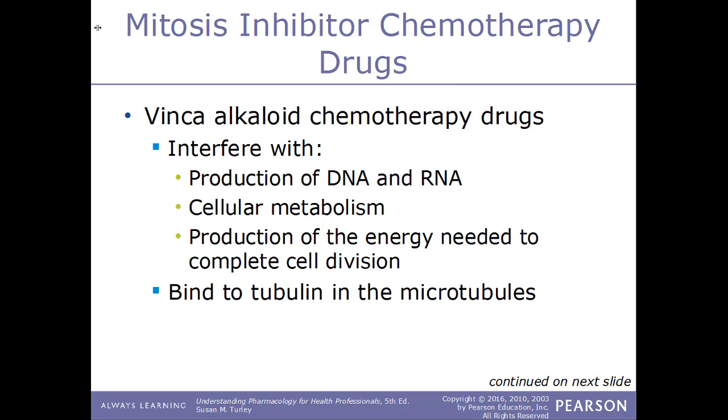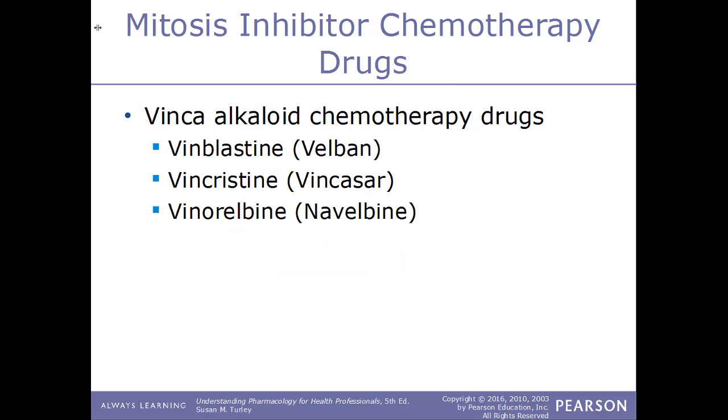Another type of mitosis inhibitor chemotherapy drugs are the vinca alkaloid chemotherapy drugs. And these interfere with the production of DNA and also RNA. They can also interfere with cell metabolism and the production of the energy that's needed to complete cell division. And these kinds of drugs will bind to tubulin within the microtubule. And some examples of vinca alkaloids would include vinblastine, known by the trade name Velban, vincristine, known by the trade name Vincasar, and vinorelbine, known by its trade name Navelbine.